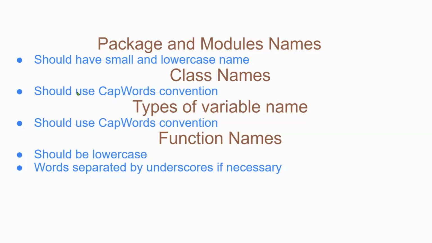and the same with the class name. If you use the CapWords convention, you should use a capital letter at the start, and then again a capital letter for the second word. Variable names follow the same as class names, and function names should always be lowercase, and for long function names, you can use underscores if necessary.